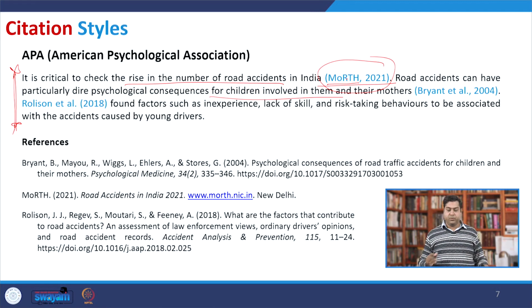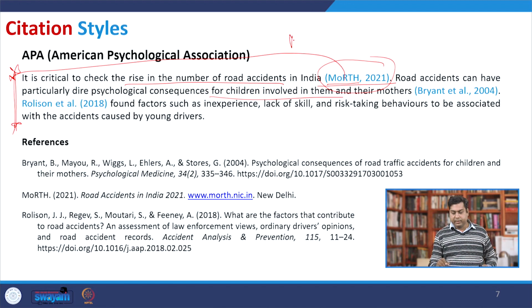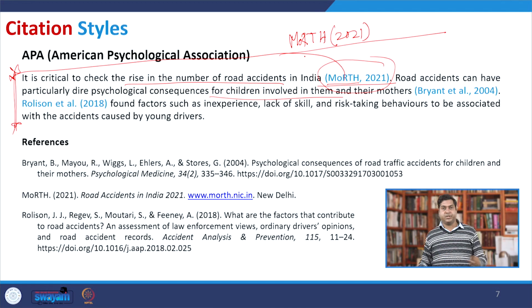But suppose you want to make it a direct statement, like: the Ministry of Road Transport and Highway published a document in 2021 which clearly indicates that there is an upward trend of road accidents. You can change this. In that case the citation will come at the beginning, and there is a little change. You do not need to use the parenthesis like this; you can straightaway write the citation like this. Okay, so this is the first statement.